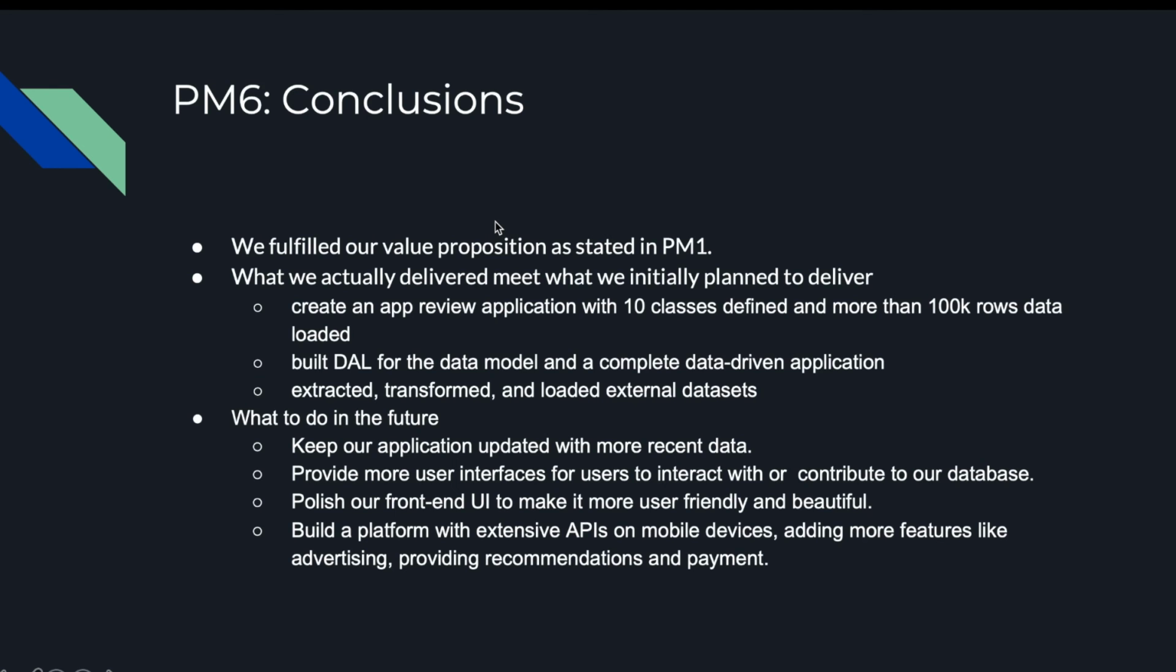In milestone 6, we walked through what we have done in this whole semester, and we reached these conclusions here. First, we have actually already fulfilled our value proposition as stated in milestone 1. And when we look at what we actually delivered and what we planned to deliver, first, we created an app review application with 10 classes defined and more than 100K rows of data loaded. Second, we built the DAL for the data model and a complete data-driven application. Third, we extracted, transformed, and loaded an external dataset to study our hypothesis in milestone 5. That means we have already met what we initially planned to deliver.